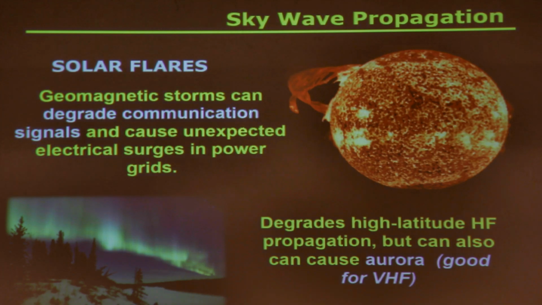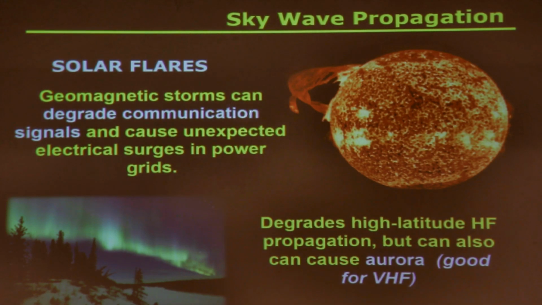That stuff is so strong that power grids, your high tension lines, act like an antenna, and they'll pick up that energy, and they can overload substations and blow breakers and things like that. It really degrades HF propagation in the higher altitudes. You know, Wisconsin and north for us, maybe.